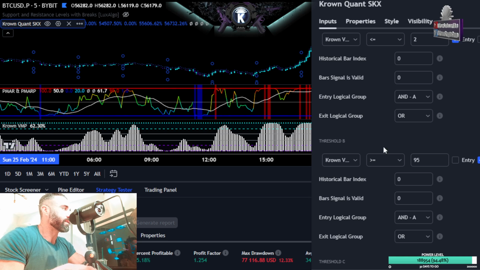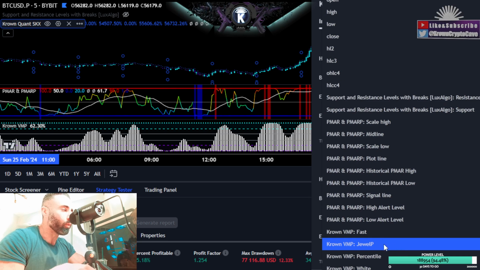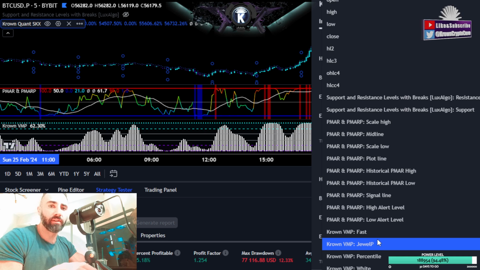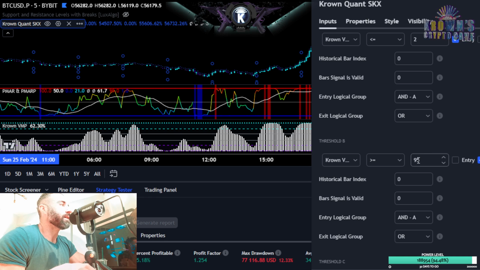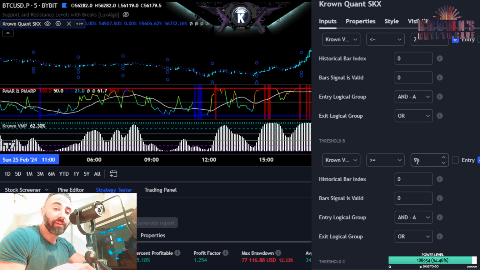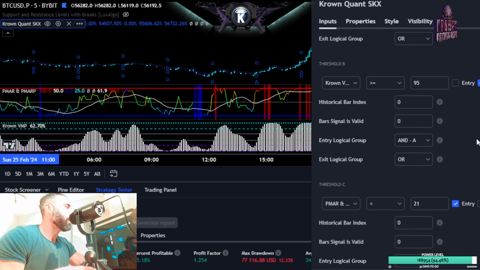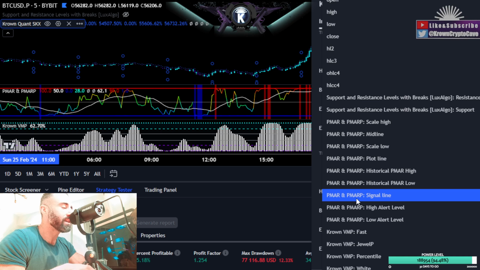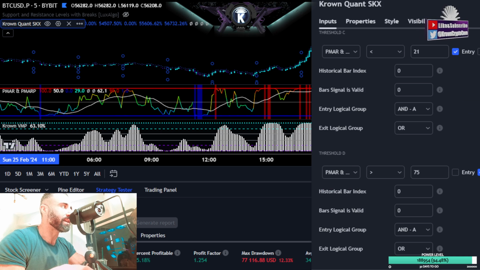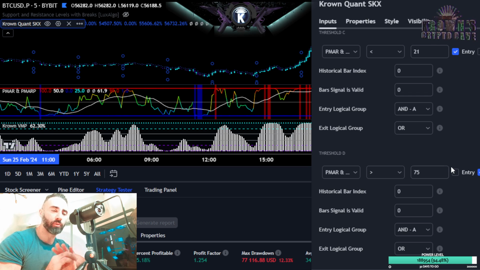So when does it get higher? Well, over here, when the Jewel P, or the Jewel percentile, if you want to call it that, gets above or equal to 95 percentile, we exit. Or we'll have another condition over here with the PMARP signal line being above 75 percentile. So if one of those two conditions is met, we exit.